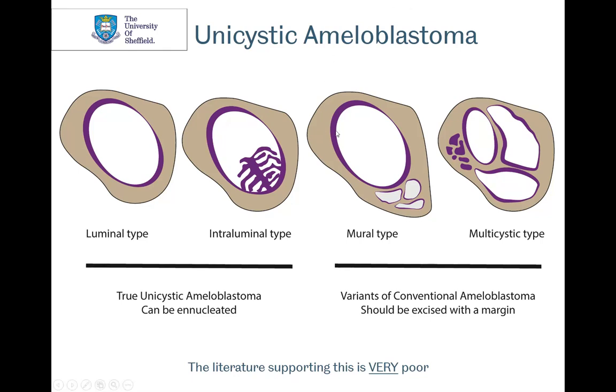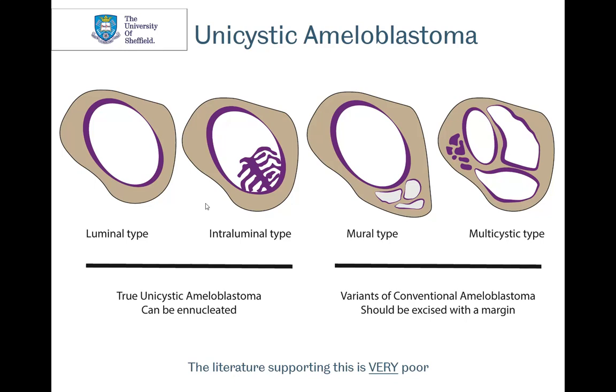In comparison to that, a conventional ameloblastoma that's dominated by a single cyst but does have some other proliferation into the wall, we term that the mural type, and then there's the classic multicystic ameloblastoma that I've shown you. So there does appear to be a difference between these first two, the luminal or intraluminal type, and the others. And those which are genuinely single cyst ameloblastomas can be enucleated and the recurrence rate is low, whereas those of the other type have to be treated differently, and there's a tendency towards being excised rather than enucleated.